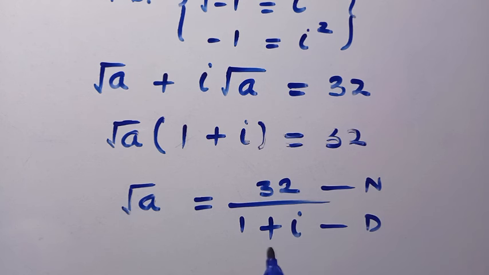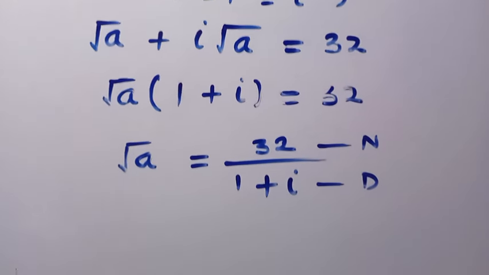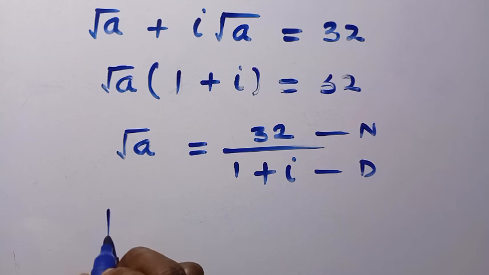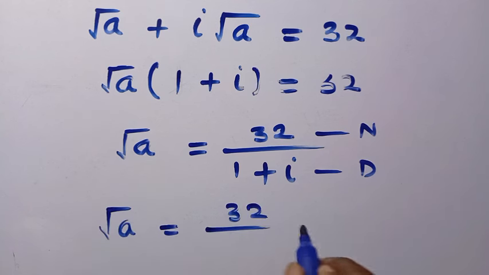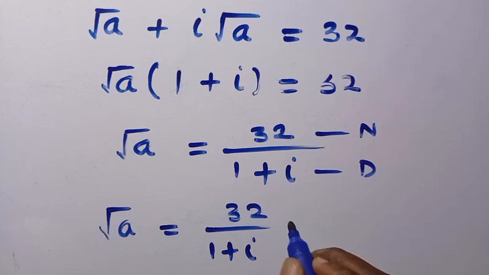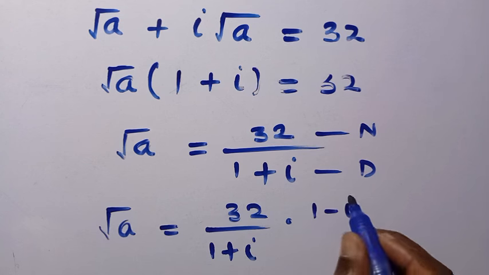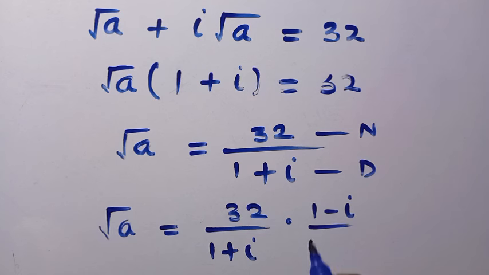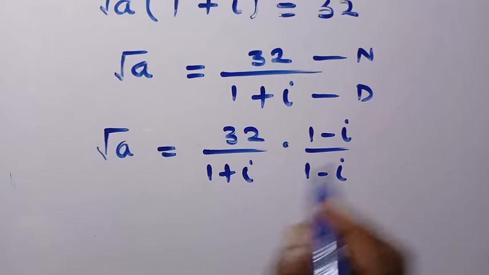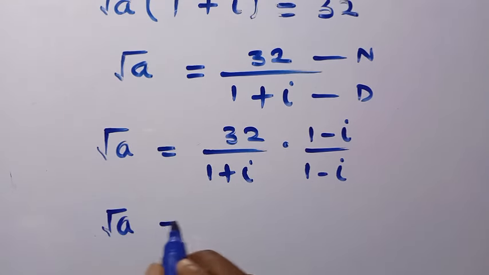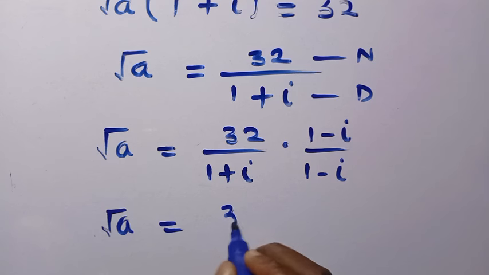And what we do is by taking the rationalization of this. By rationalizing this, we have root a equals 32 divided by, we write the equation again as 1 plus i. Then we multiply this one by the conjugate of this. And conjugate of this is 1 minus i. We also divide it by 1 minus i. So by multiplying this together, we have root a equals 32 times 1 minus i.